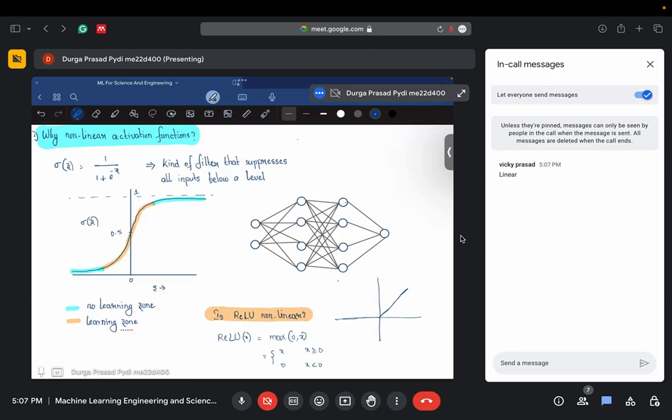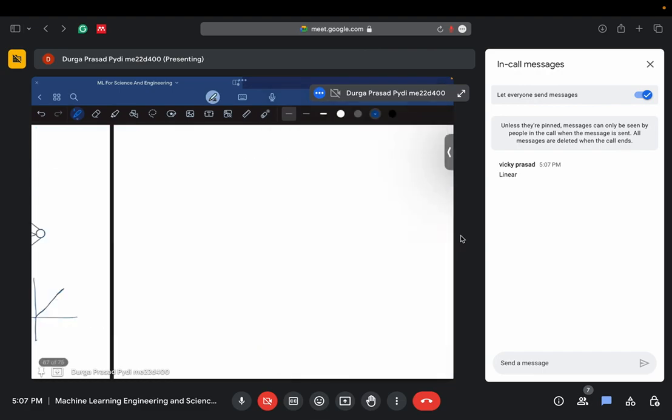Is linear. Okay, so to answer that question, what kind of functions do you consider as linear? If you have a functional form something like y equals mx plus c, if it is of this particular form, you call this a linear function.